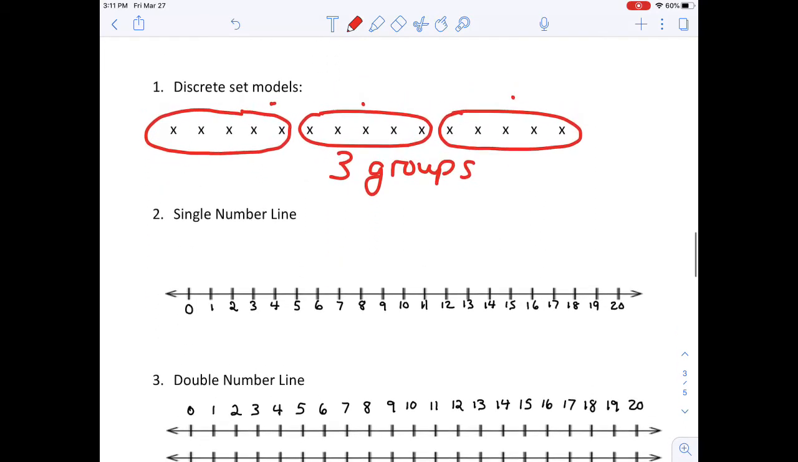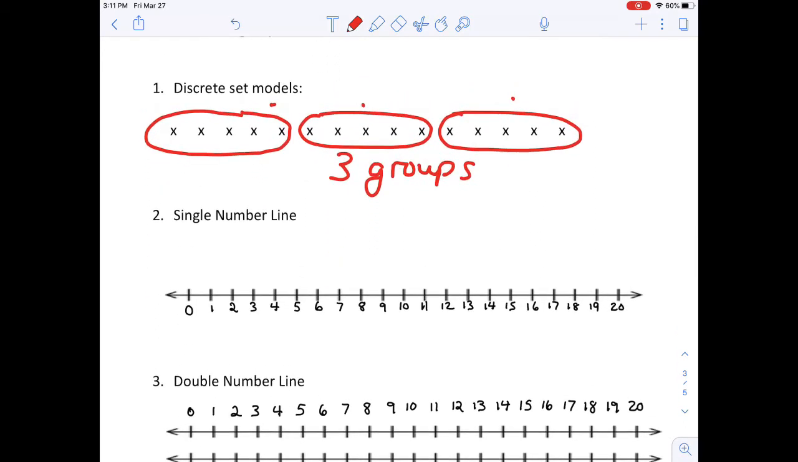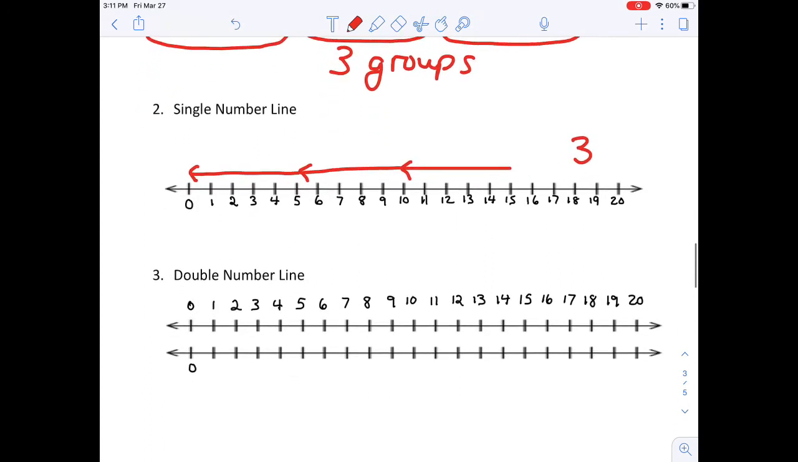The single number line is where the repeated subtraction idea comes in. We start at 15 and we repeatedly subtract off 5 until we get down to 0. How many times did I subtract off 5? I subtracted off 5 3 times. The double number line is a really neat one.